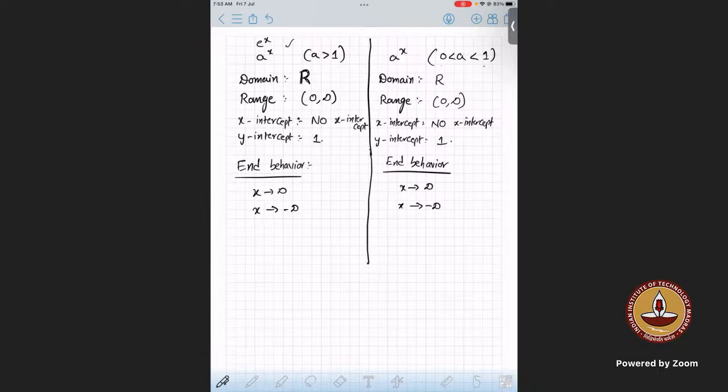In which case? The first case. In the first case, x tends to infinity, y tends to infinity. When x tends to minus infinity, what happens? Y tends to 0. Remember this carefully. It tends to zero, right? What happens in this case? It is decreasing.